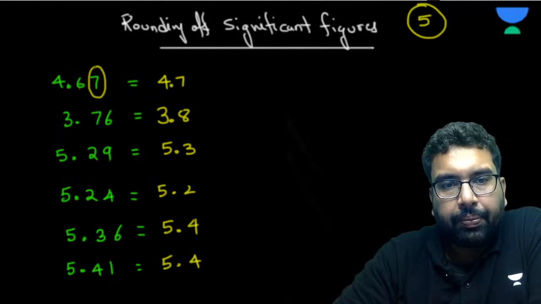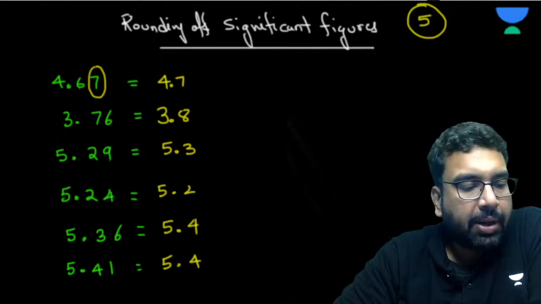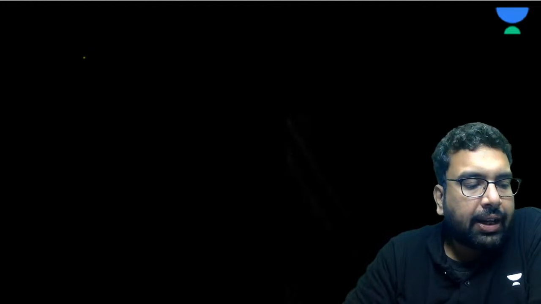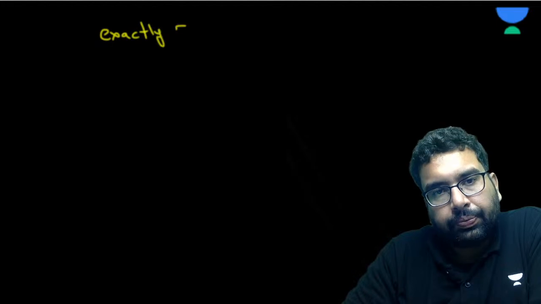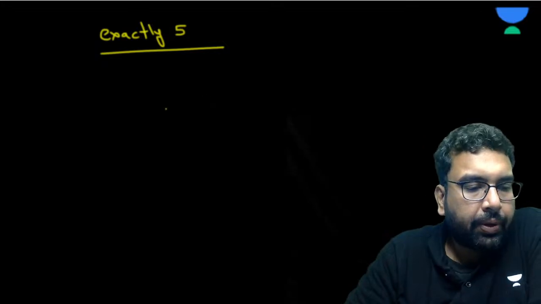Easy peasy, no? Now the problem comes when the number is exactly 5. For example, what will happen when the digit after the digit you want to round off is exactly 5? If exactly 5 is the number, then how is it going to work?